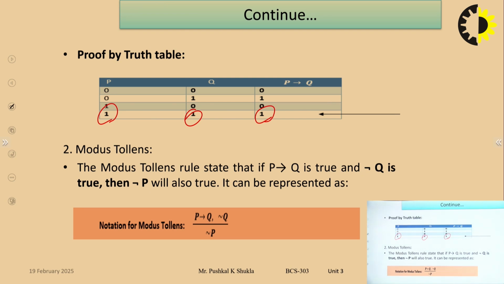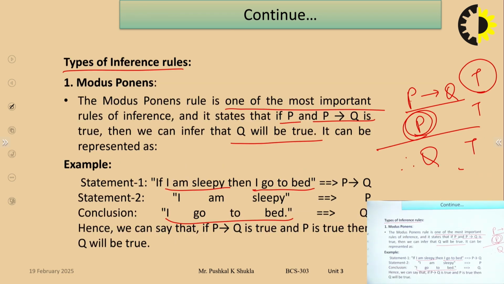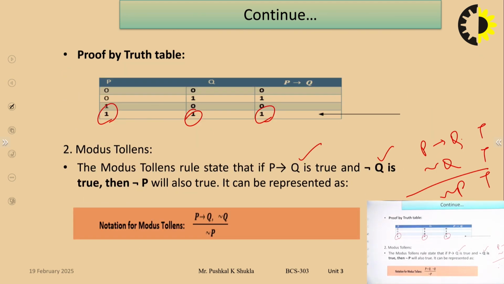Modus tollens. The modus tollens rule states that if P imply Q is true and negation Q is true, both, then negation P is also true. In the previous example, if I am sleepy, then I go to bed. If I do not go to bed, that is negation Q, then I am not sleepy. So what the modus tollens rule infers is, if P imply Q is true and negation Q is true, then negation P will be inferred.